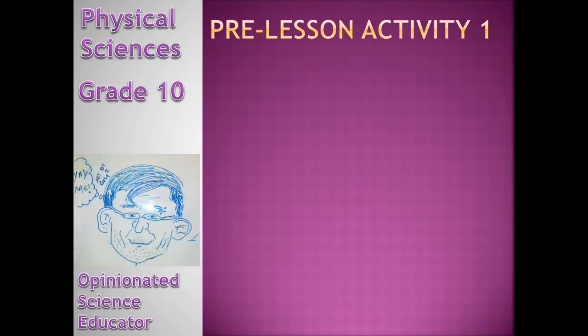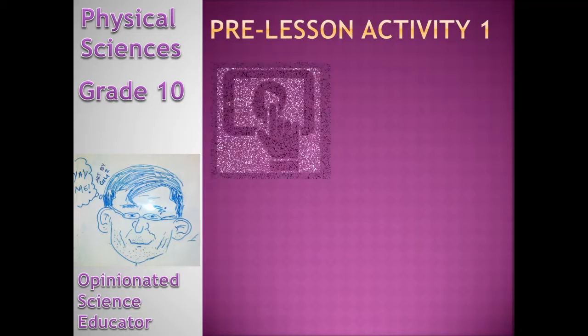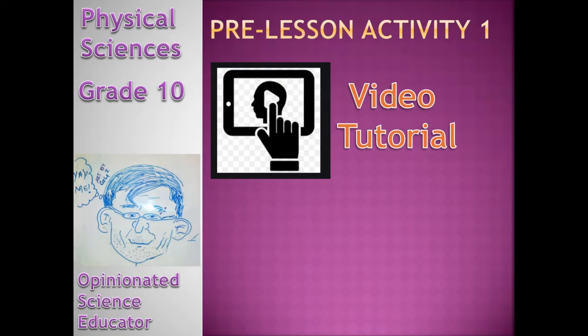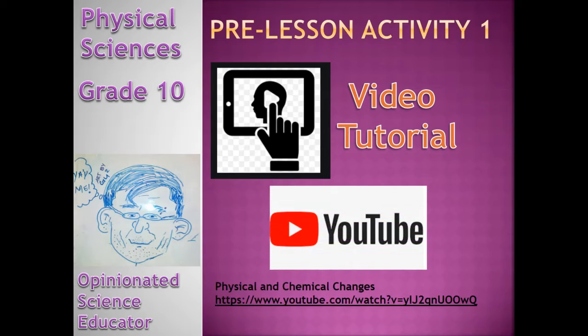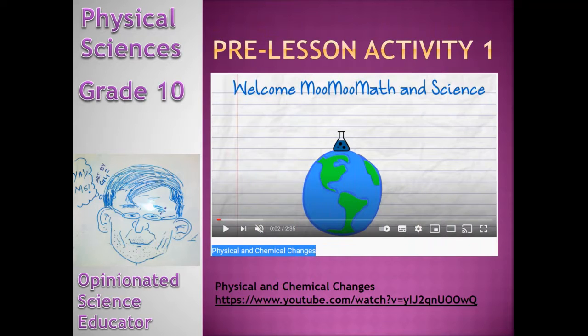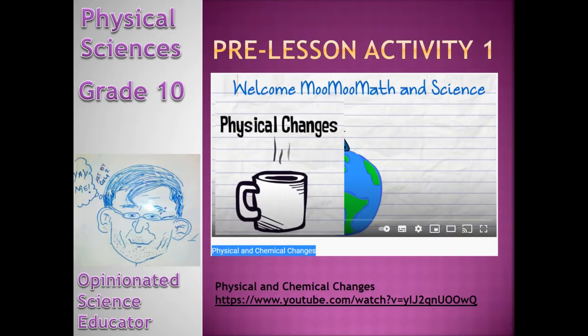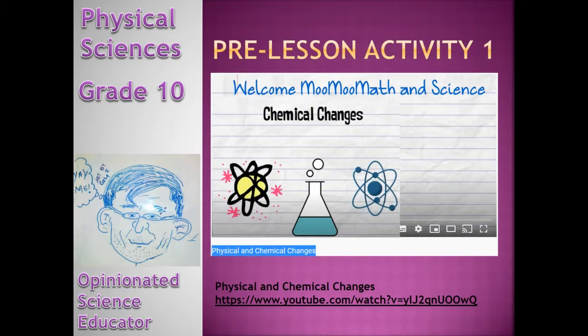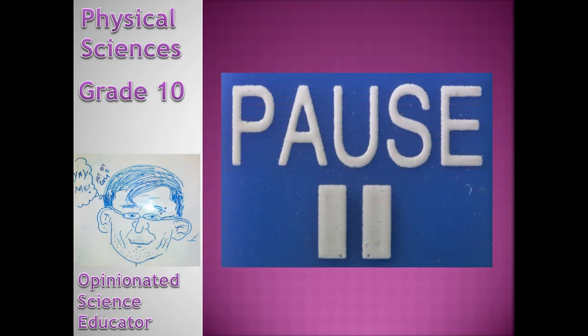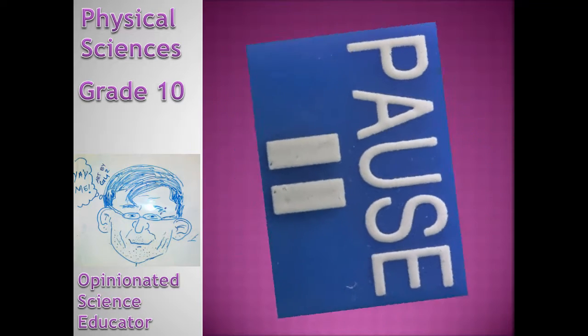Pre-lesson activity 1. This is a video tutorial. Please make sure you open the video on YouTube. You can open a tab right now. There is the link. It's called Physical and Chemical Changes. This video is from Mooco Math and Science. Interesting name, and it does deal with physical changes, it's animated, and chemical changes. Pause the video now.